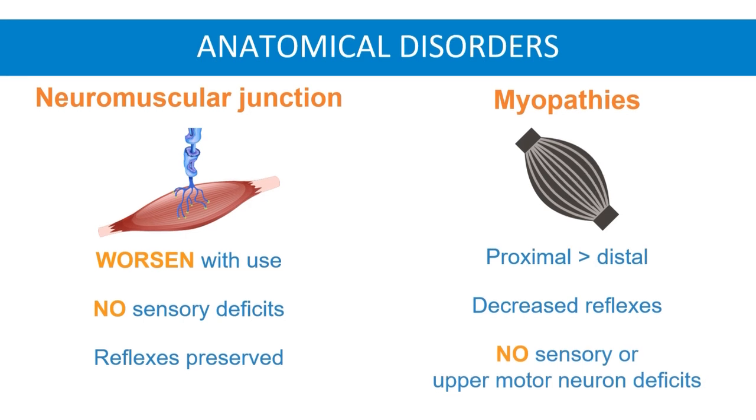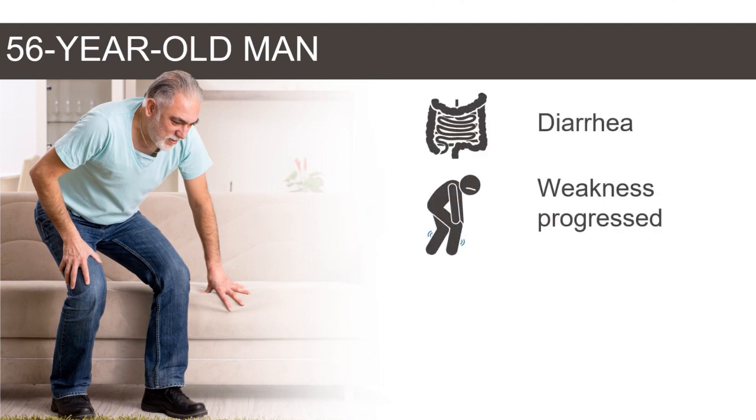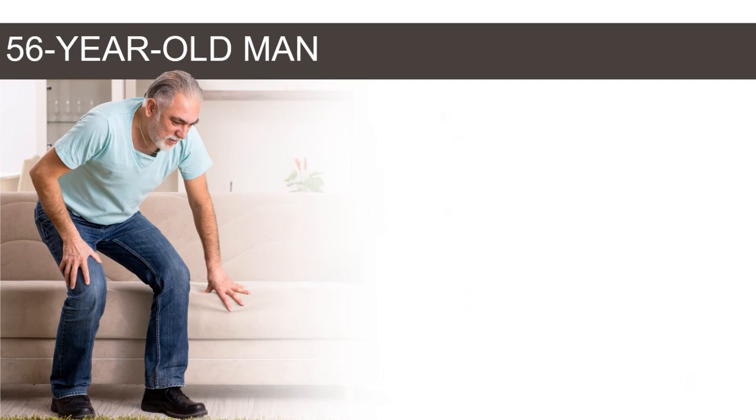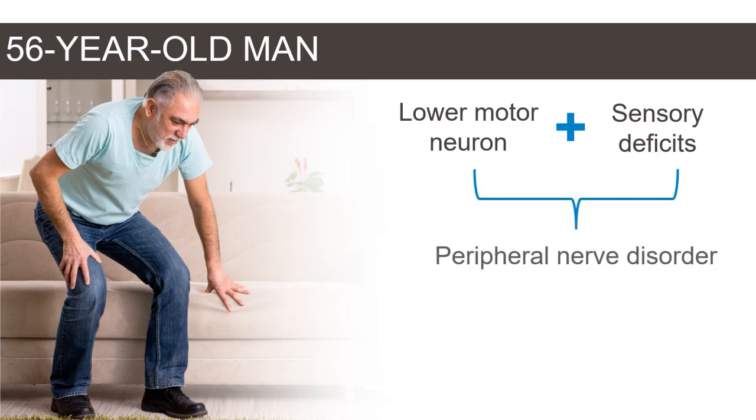motor neuron signs. Our patient's history reveals he had diarrhea 2 weeks prior to his symptoms, and his weakness and numbness gradually progressed up his legs. Physical exam showed symmetrically diminished strength and absent reflexes in the lower extremities with reduced pinprick sensation. This combination of lower motor neuron signs and sensory deficits is most consistent with a peripheral nerve disorder.